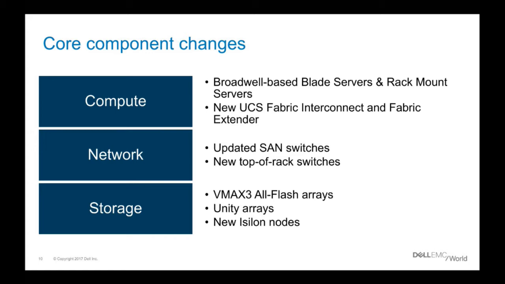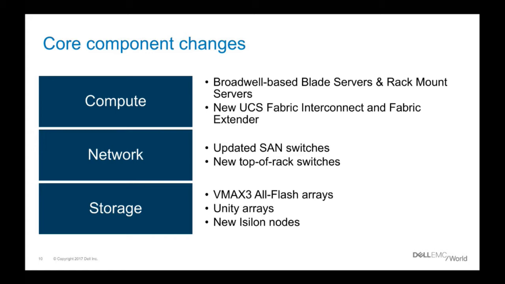In addition to that, we have a new introduction of the fabric interconnects and fabric extenders for UCS. We've introduced a family of FIs that will support 40 gig bandwidth and 16 gig Fibre Channel. Those are for high bandwidth compute markets.